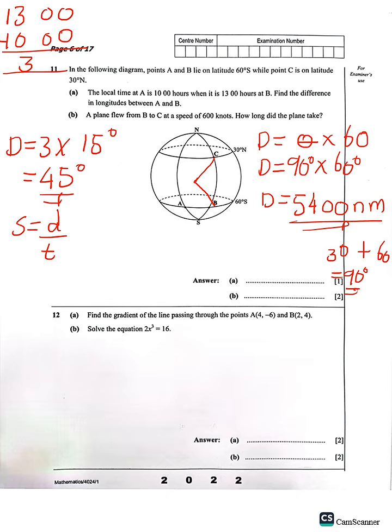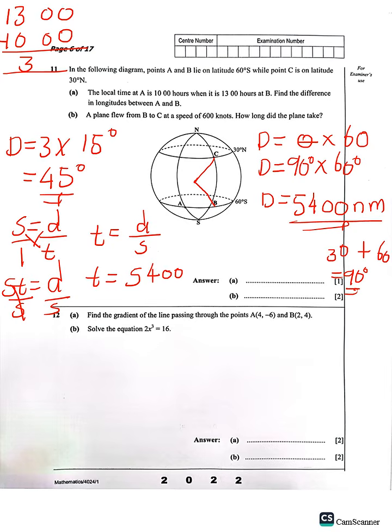We can make t the subject of the formula. Over 1, cross multiply: s times t is st, 1 times d is d. We are solving for t, so we divide by s on both sides. So t is equal to distance over speed. So t is equal to distance, 5,400, over the speed, 600 knots.